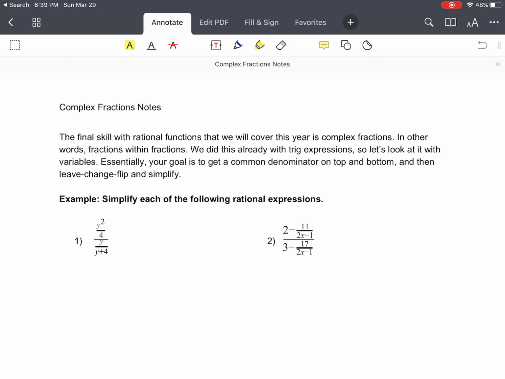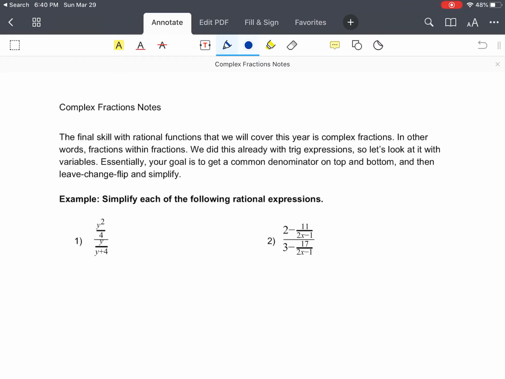Okay, now we have done this. Complex fractions is just a fancy way to say fractions inside of fractions. We have already done this with some trig functions previously. So what we're going to do now is move into it just with x's and y's and whatever, because when we get into calculus next year, it's going to be a thing that happens, especially towards the beginning of the year. So this is actually pretty important for you moving forward. So let's just look at it.